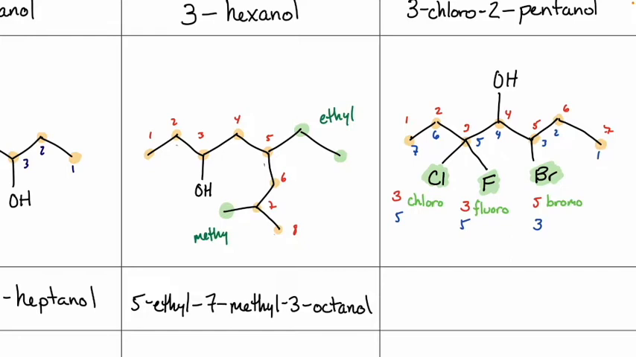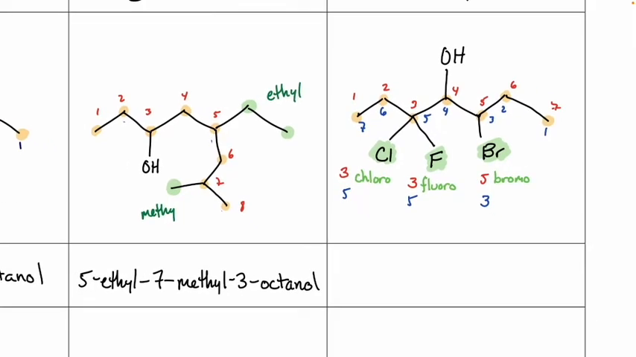All right, so I guess starting from the back end here, because this is going to be all sorts of ugly. So this will be a 4-heptanol. I'm going to take these three substituents and I'm going to make sure to list them alphabetically. All right, so that means bromo is coming first. 5-bromo. What's next? 3-chloro. And then finally that 3-fluoro. Whoa. Not fluoro. 4-heptanol.